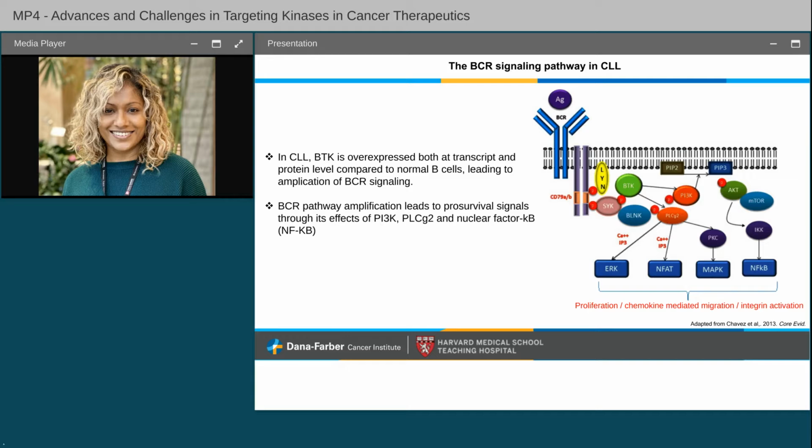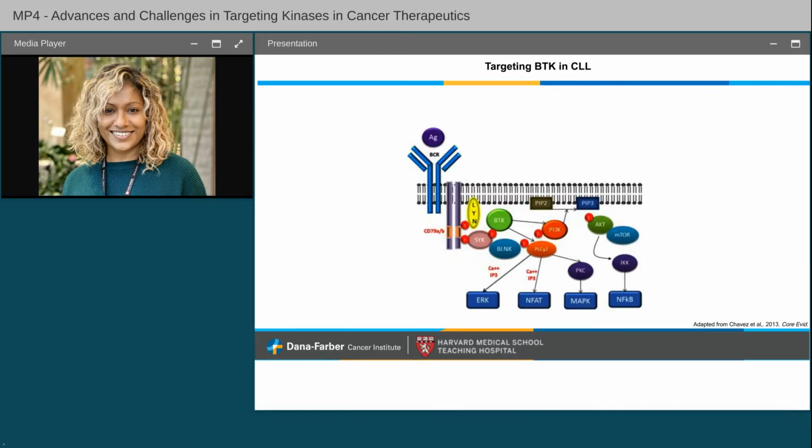And this leads to these survival pathways that are essential for the survival of the CLL cells. So this led to the development of specific inhibitors that target BTK. The first group of BTK inhibitors are covalent inhibitors. They're called covalent because they bind to their target by forming a covalent bond. Ibrutinib was the first of its class, the first one that came out.